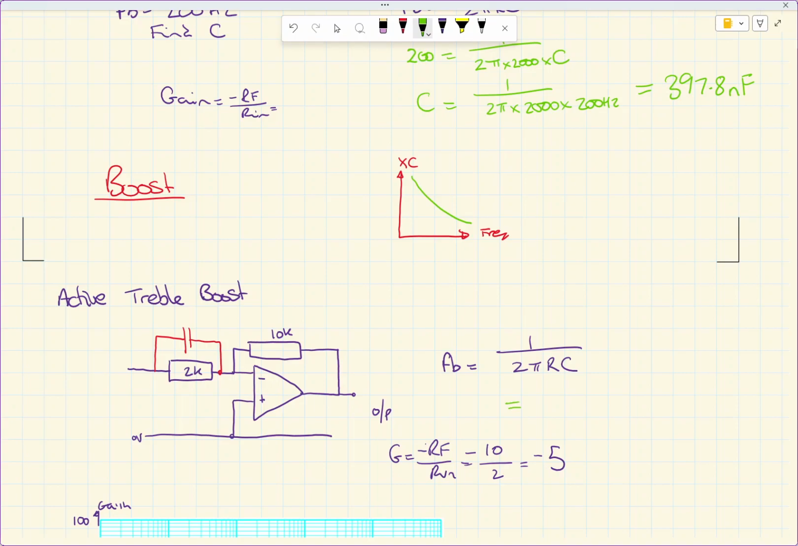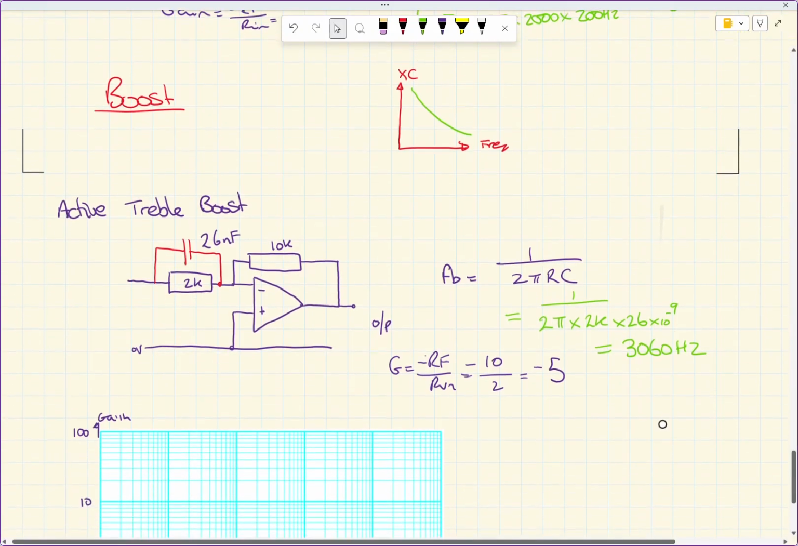So if we pop in our values, what value are we using to find, oh, I haven't told you what the value of C is, have I? So we've got 26 nanofarads. Let's slot in the values that we've got. So 2 pi times what R we're using? It's the value of R associated. That's right, it's our 2k times our 26 times 10 to the minus 9. That gives us a break frequency this time of 3060 hertz.